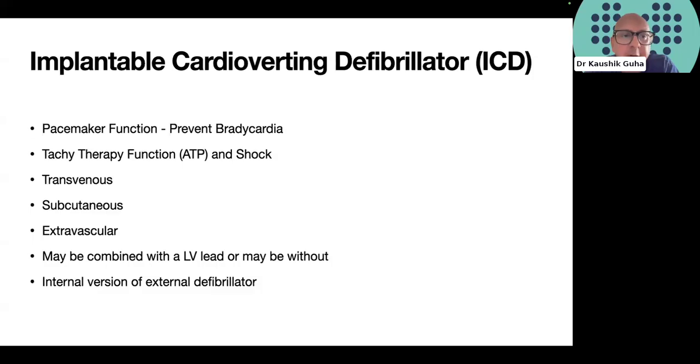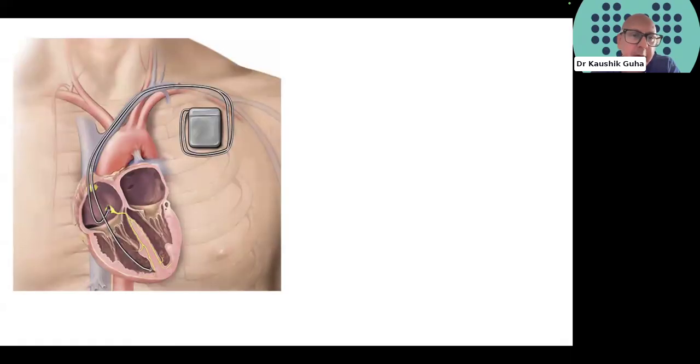There are now three types. There is the conventional type, which is transvenous, which has been around since the 1990s, subcutaneous, which has been around since the early 2010s, and extravascular, which has just become licensed in the last few years. And we have to be aware that these may be combined with a left ventricular lead or may be a standalone device. In terms of the options, this is a transvenous device, so this is the more conventional type, which is fitted throughout the country.